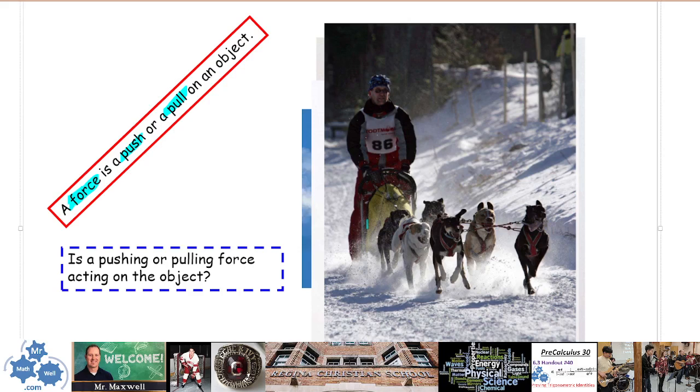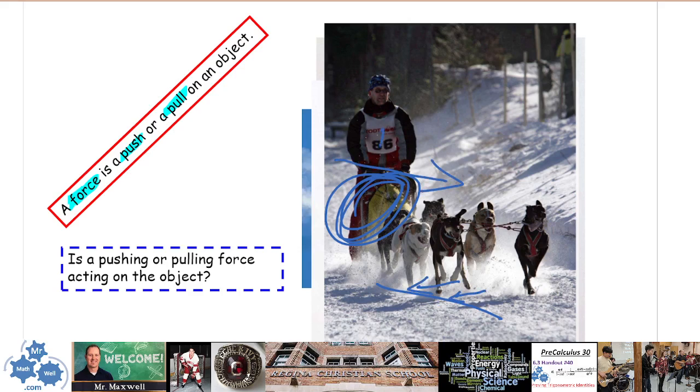So the pushing in this is the feet of the dogs. When they put their feet down, they are pushing away from the ground in a forward motion. So there is a push, absolutely. This sled is being pulled, and the ground down here is being pushed. So there are forces acting this way on the ground, and there are also forces acting this way on the sled.